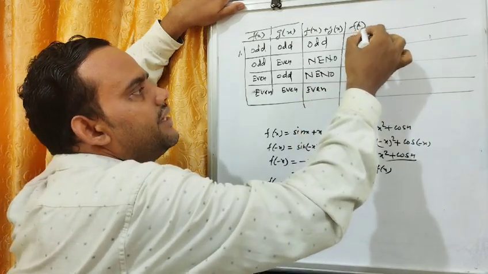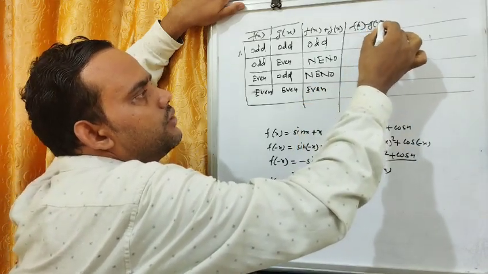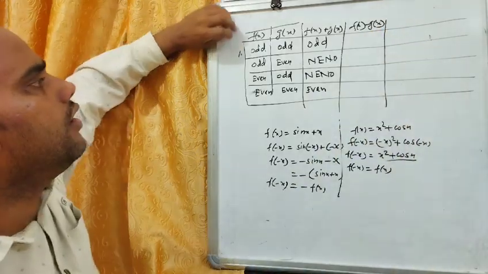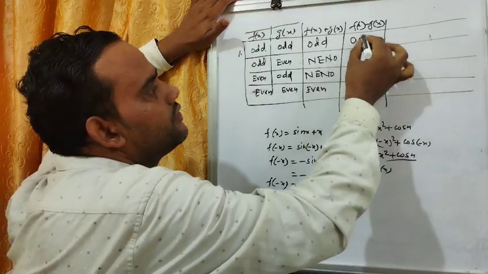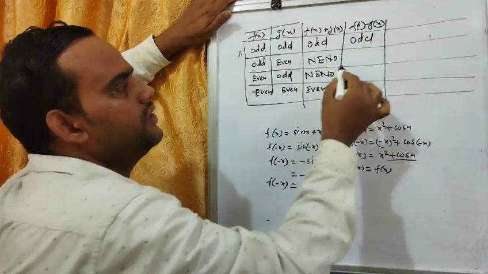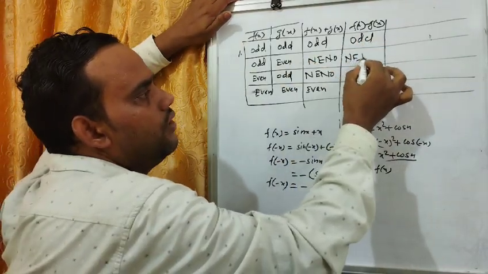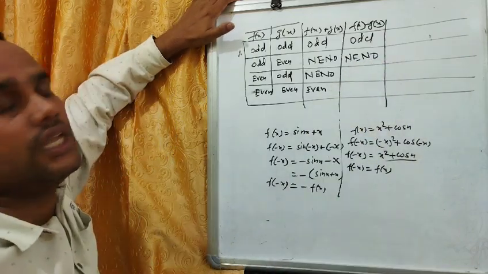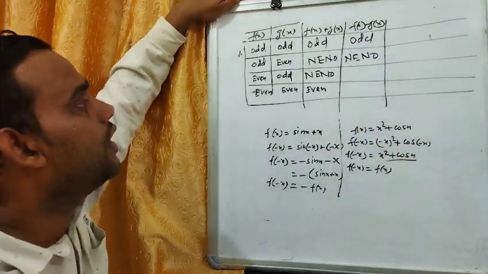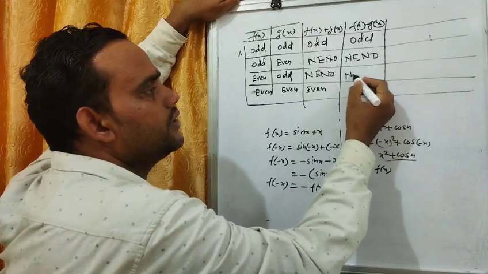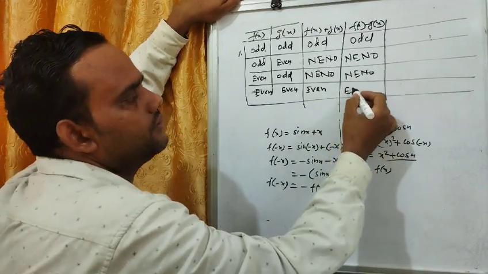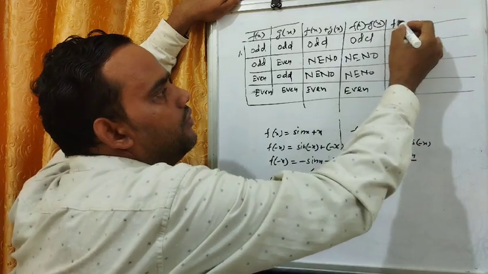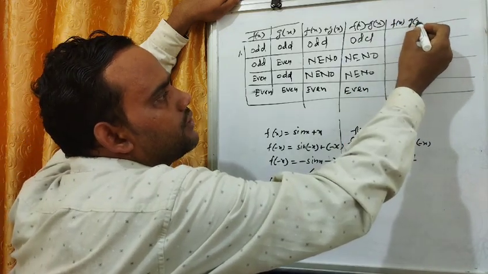Similarly, f of x minus g of x. Here also, odd function minus odd function is always odd. Odd minus even is again neither even nor odd, so a nano function. Similarly, even minus odd is also nano, and even minus even is an even function.